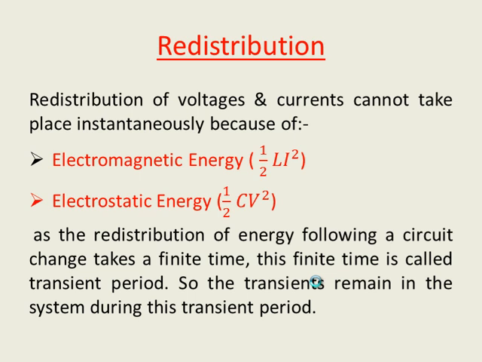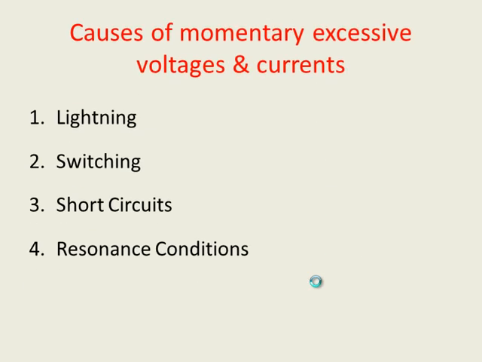So now let us move to the next slide. It is the causes of momentary excessive voltage and currents. How is there a rise in voltage and current for a small period of time? There are various reasons. The first one is lightning, the second is switching, the third is short circuits, and the fourth one is resonance conditions.